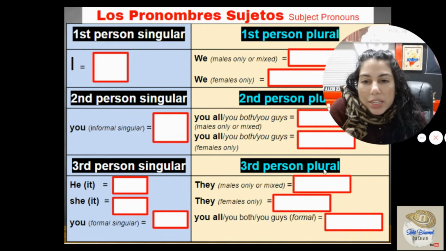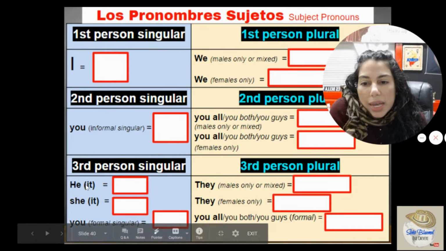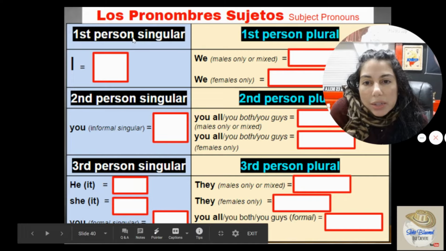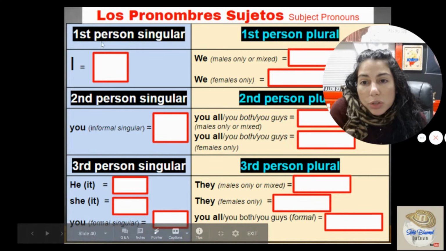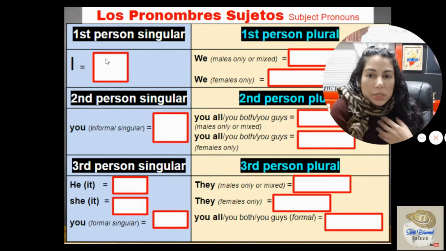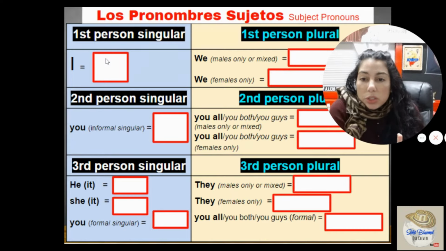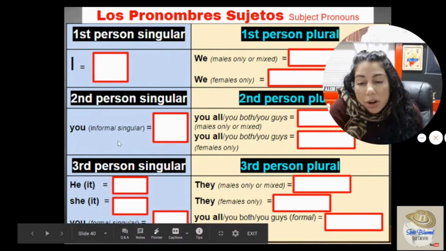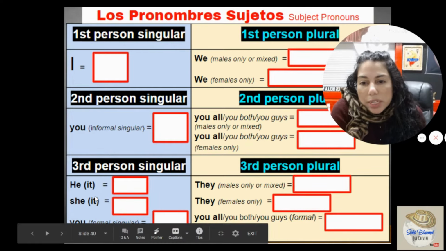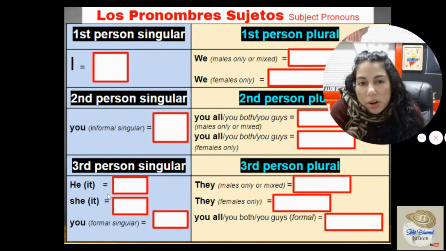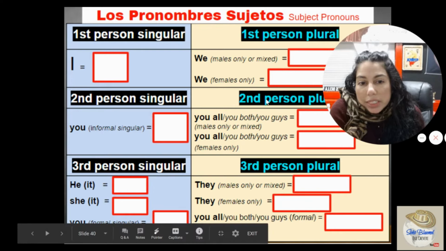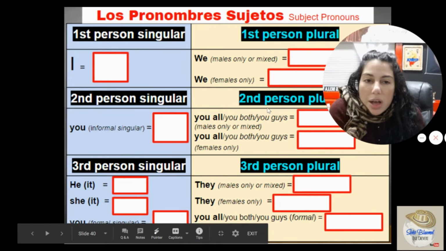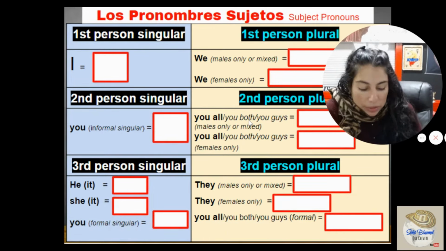So another way to look at it is that yo, tú, él, ella, and usted are singular. Yo is the first person, so it's me doing it. Tú, informal you, is second person singular, and then él, ella, and usted are the third person singular. And then we have the same first, second, and third plural of those pronouns.